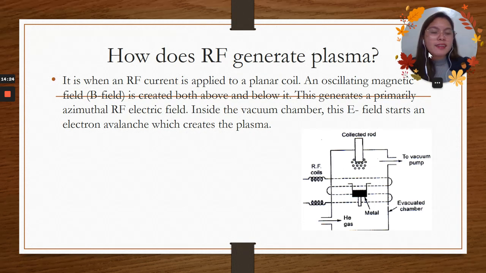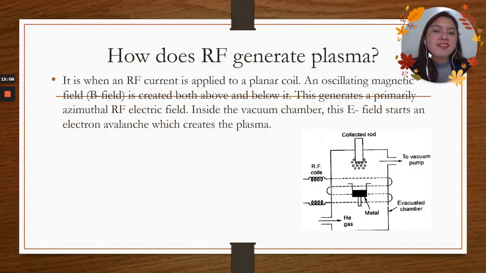So, this part is very important because here I would explain how radio frequency generates plasma. This question is answered from my research: when a radio frequency current is applied to a planar coil, an oscillating magnetic field, or B field, is created both above and below it. This generates a primarily azimuthal radio frequency electric field inside the vacuum chamber. This E field starts an electron avalanche, which creates the plasma.